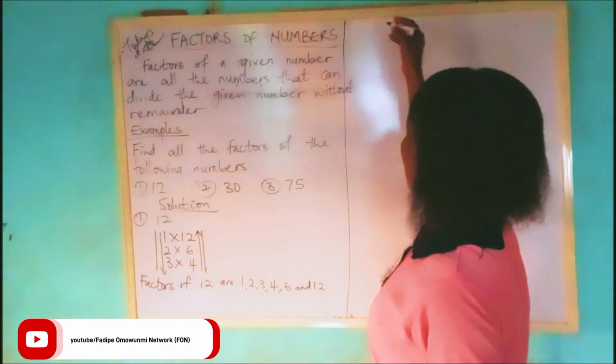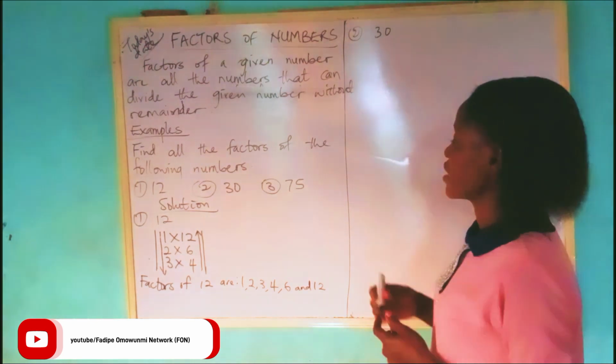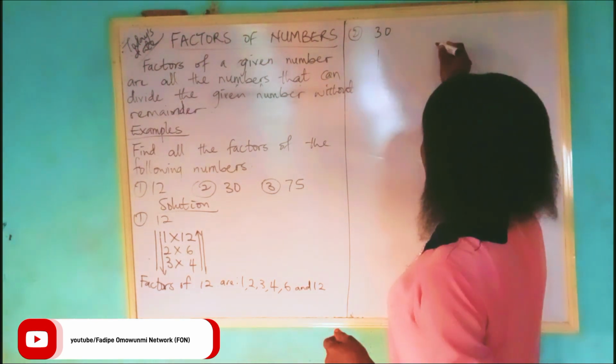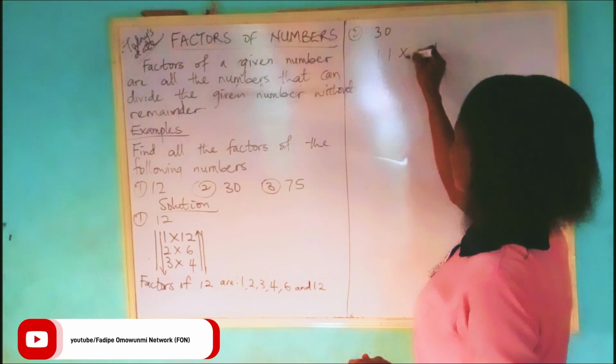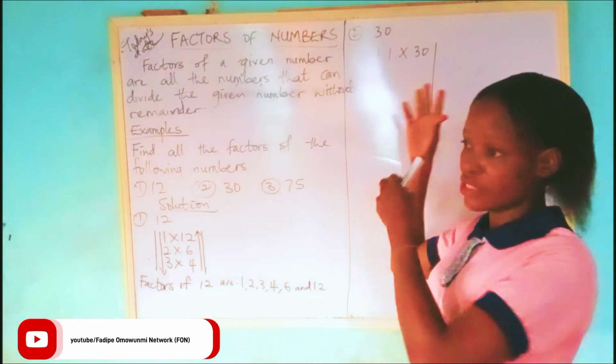Now let's go to the second one, which is 30. We want to find the factors of 30. So we do it the same way. I've told us 1 is a universal factor. That means 1 can divide all the numbers. So 1 times 30 will give us 30.